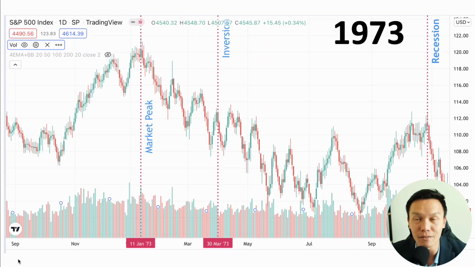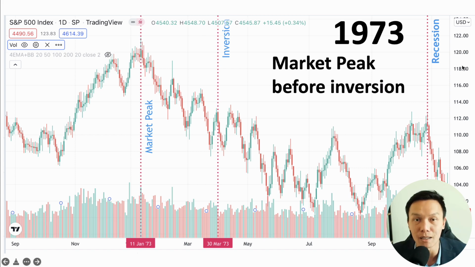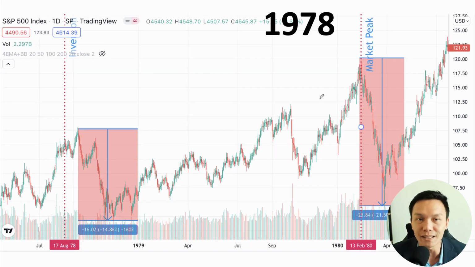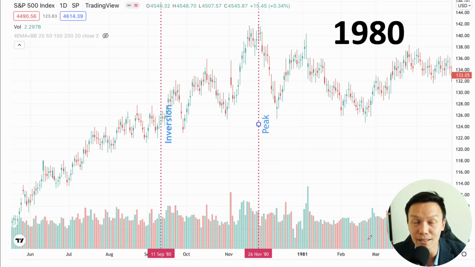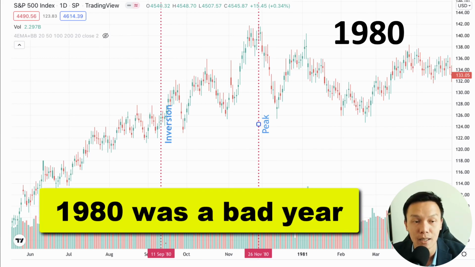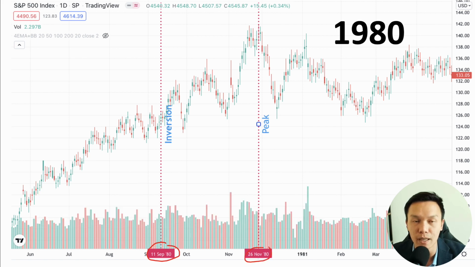Okay? So in 1973, we had a very interesting phenomenon. Usually, the inversion takes place before the market peaks and starts to drop. However, in 1973, it was the opposite. The market actually peaked before the inversion. Now, in 1978, we saw something more normal, right? The inversion took place in August that year, and the market only peaked about 17 months after that, in February 1980. Now, in 1980 itself, we had another inversion, this time in September, and 2 months later the market reached its peak and started to correct itself down, forming a bear market.